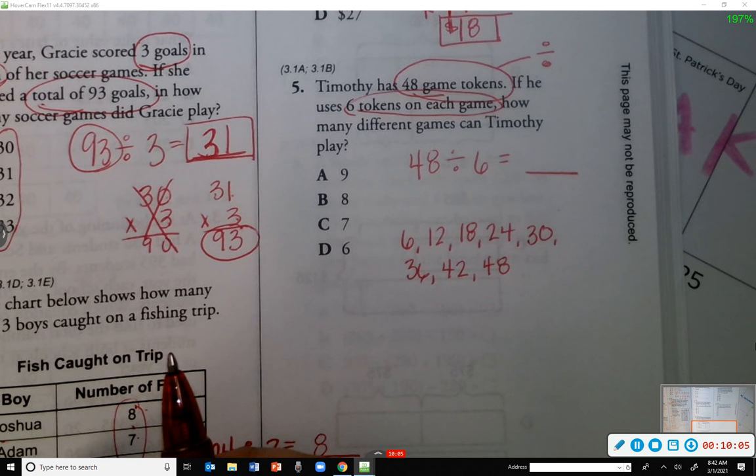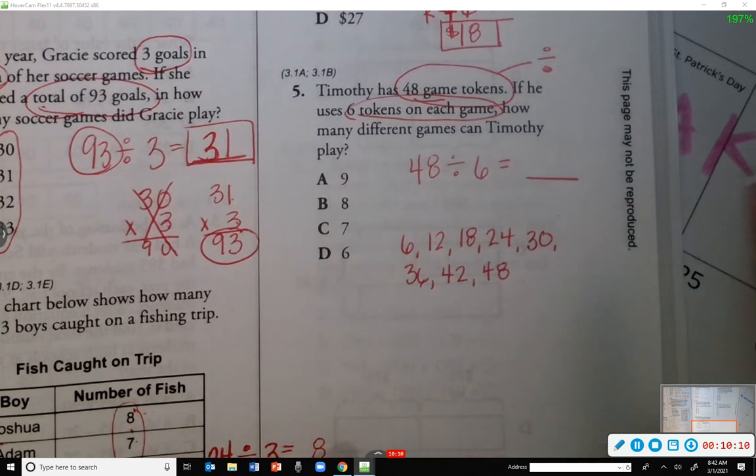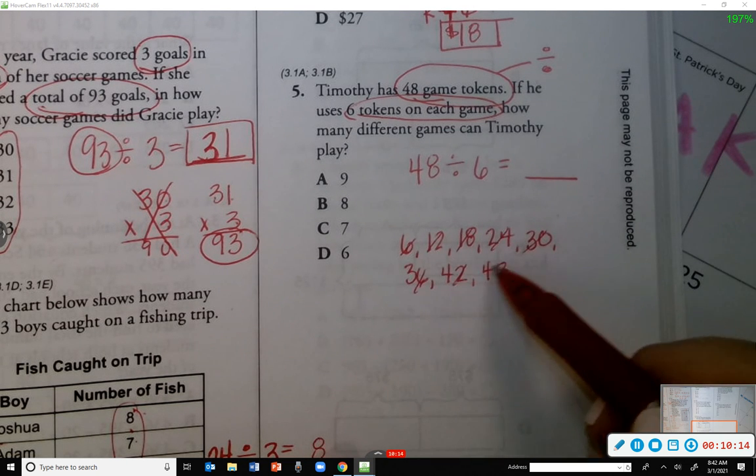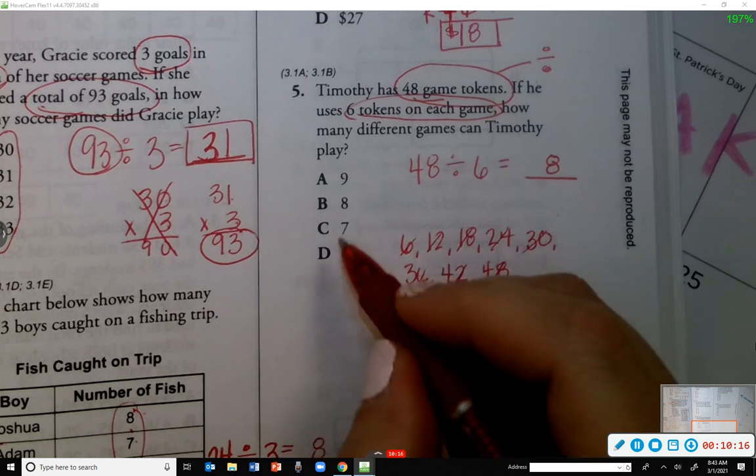I just did an array. Okay, that's fine. You can do an array. So we count how many times we skip. There's 1, 2, 3, 4, 5, 6, 7, 8. 8 would be your answer.